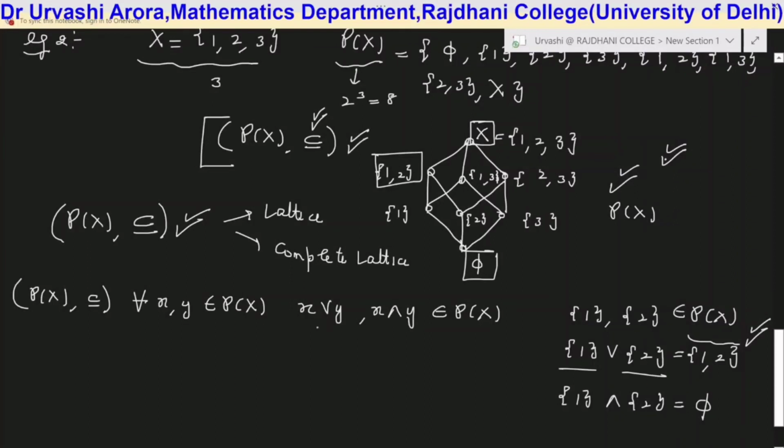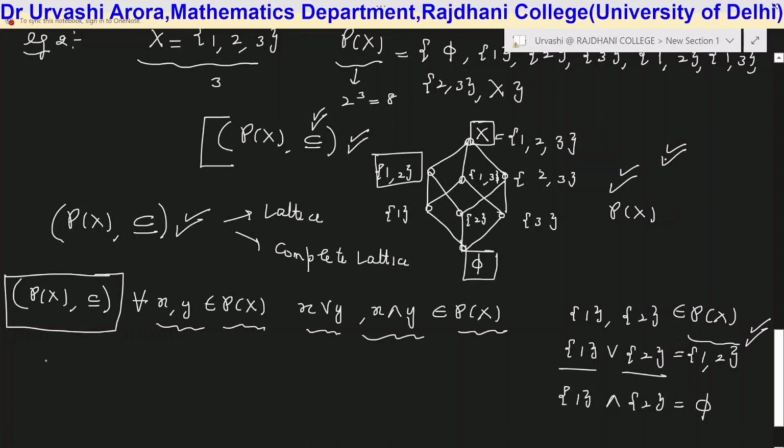So likewise we can pick up any pair of elements X and Y belonging to the power set of X, and we can verify that the join of X and Y and the meet of X and Y both will exist and will be elements of the power set of X, which tells me that the power set of X with respect to the inclusion relation is not only a PO set, but it is also a lattice.